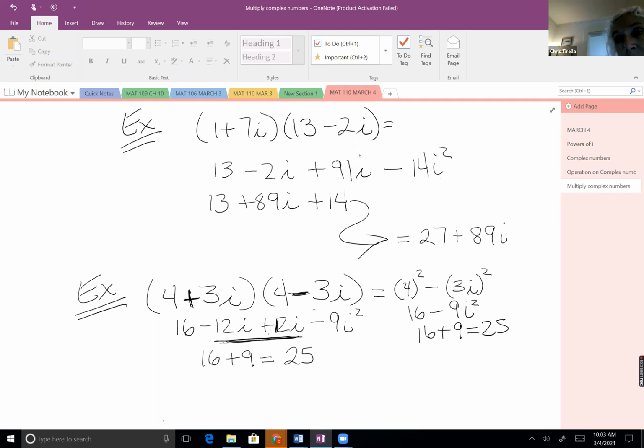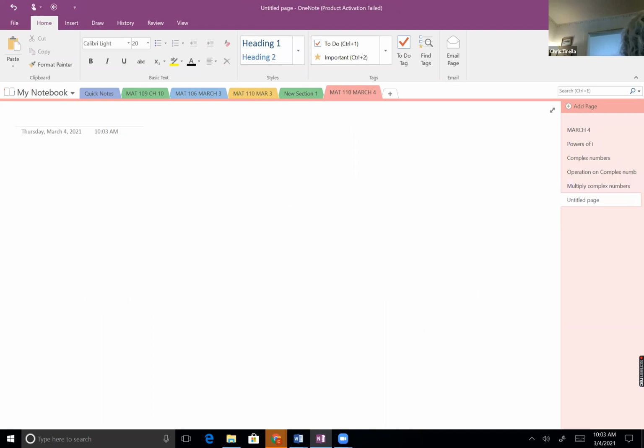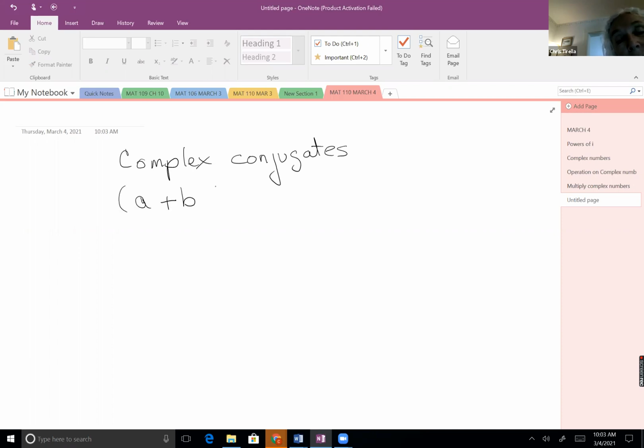And so they're given a name, and very much like when we were looking at a fraction with a binomial radical in the denominator, we use that word conjugate. We're going to call these complex conjugates. And they would be a pair, a plus bi and a minus bi. They're like, again, taking the product of the sum and difference of two terms.